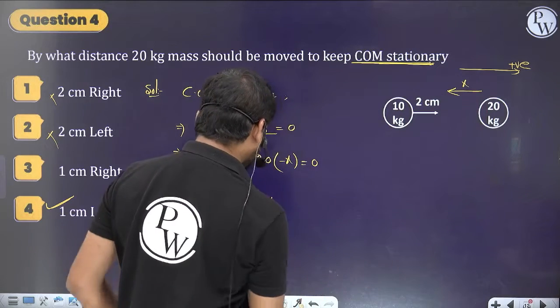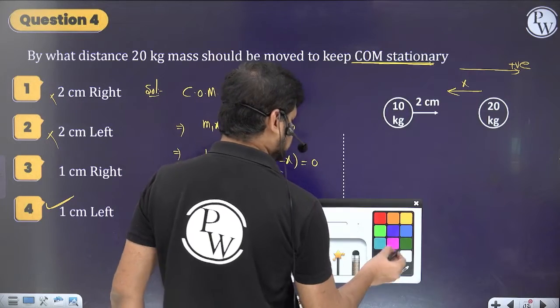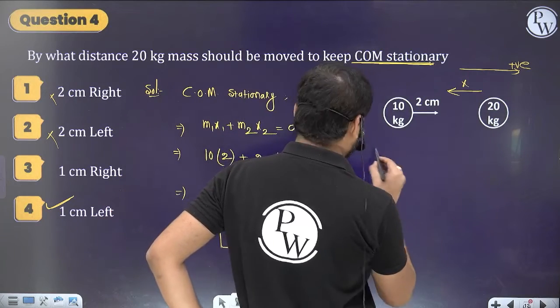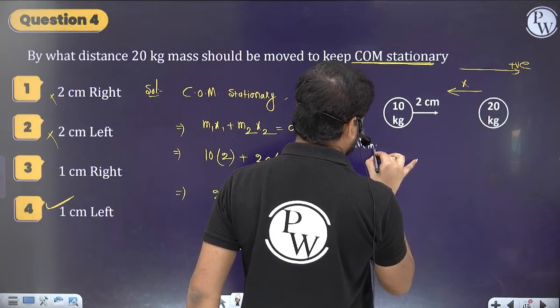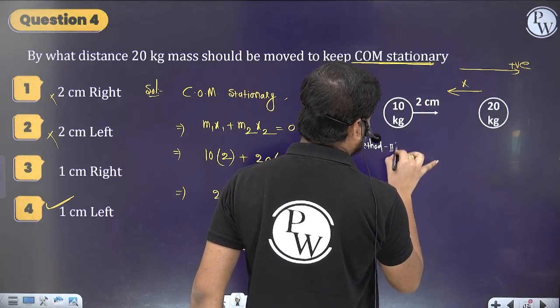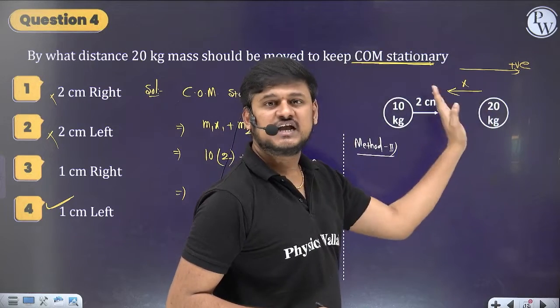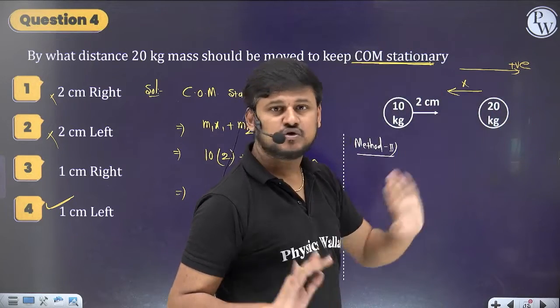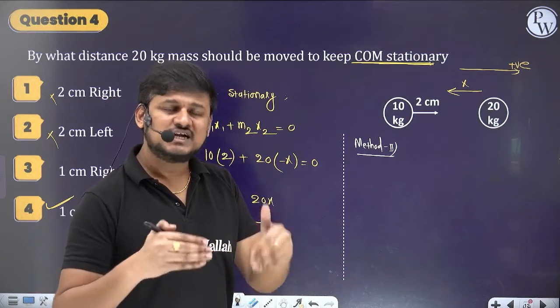If you don't know the direction, here is method 2. For the second block, the 20 kg block, you don't know in which direction it has to be moved, either this side or this side. So let the 20 kg block be moved by the distance x.